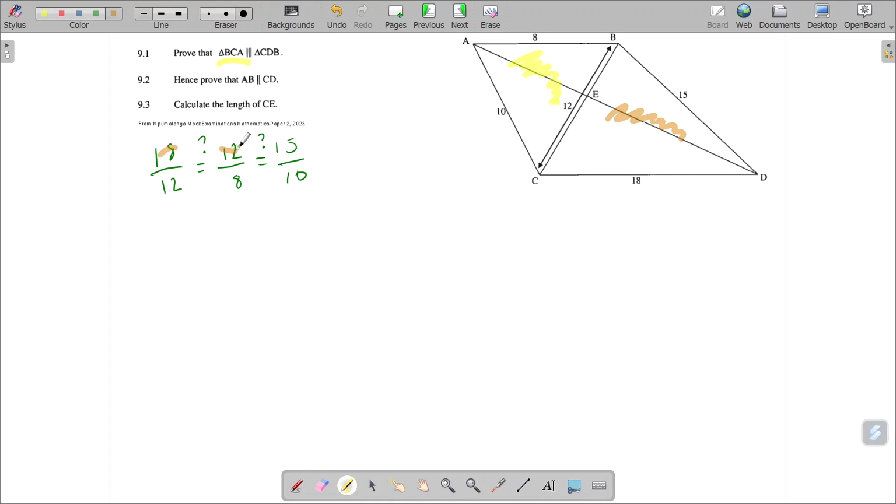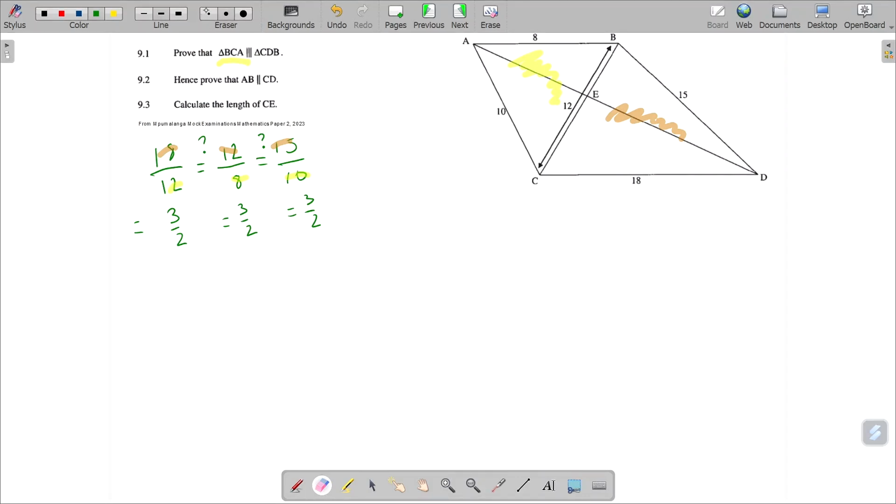So these are all values from the orange triangle, whereas these are all values from the yellow triangle, so to speak, or the triangle that I've shaded in yellow. As I said, the key thing is to see whether these things are in fact equal, and it is not difficult to realize that 18 over 12 is the same as 3 over 2, 12 over 8 is the same as 3 over 2, 15 over 10 is the same as 3 over 2.